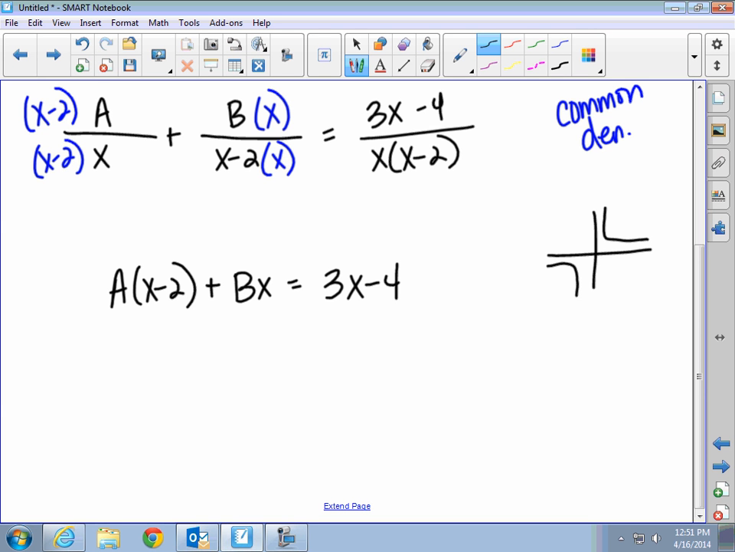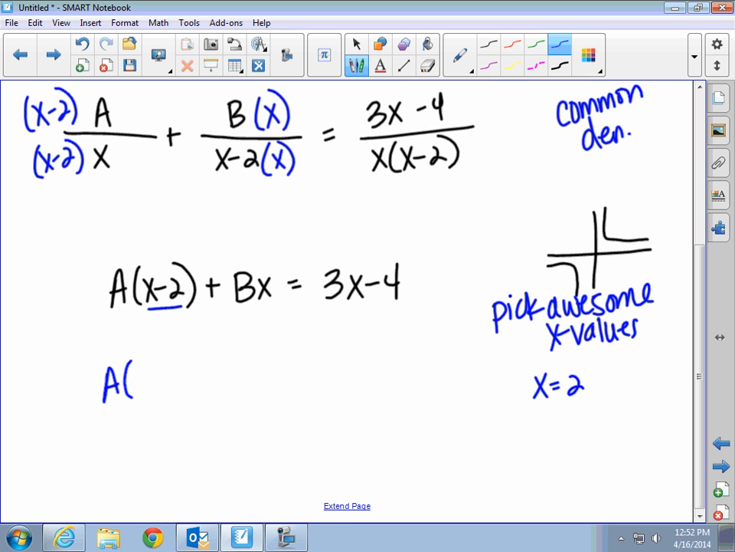Isn't it true that there are an infinite amount of x values? Yes. So here's what you can do. You can set this up to solve it and make it really easy. You get to pick really awesome numbers. What's an awesome x value? 2. If you let x equal 2, you're going to get rid of this a. So let's do that.